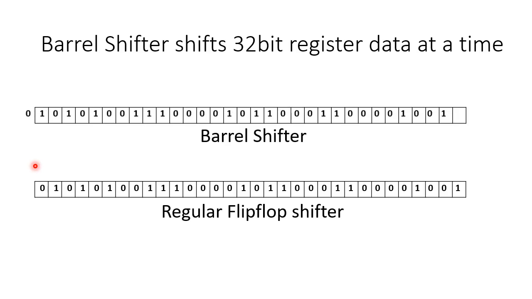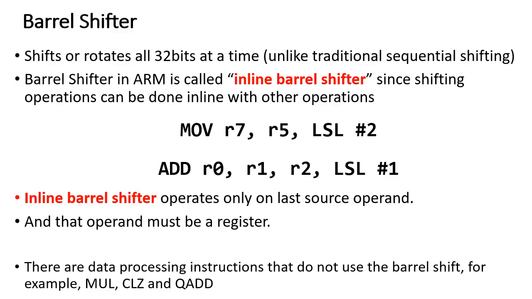You can observe this. When I shift that 32-bit register towards left, all the bits get transferred towards left at a time. Whereas you can see in the regular flip-flop, every bit gets transferred to the left position one by one. So this is the difference between barrel shifter and regular flip-flop shifter.